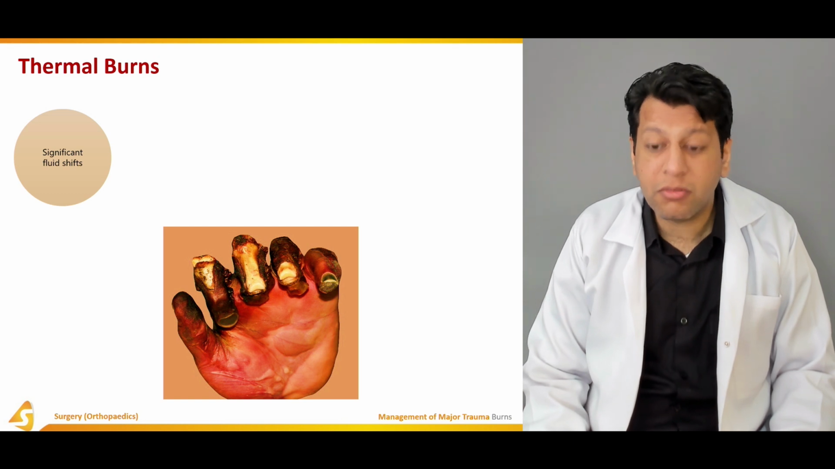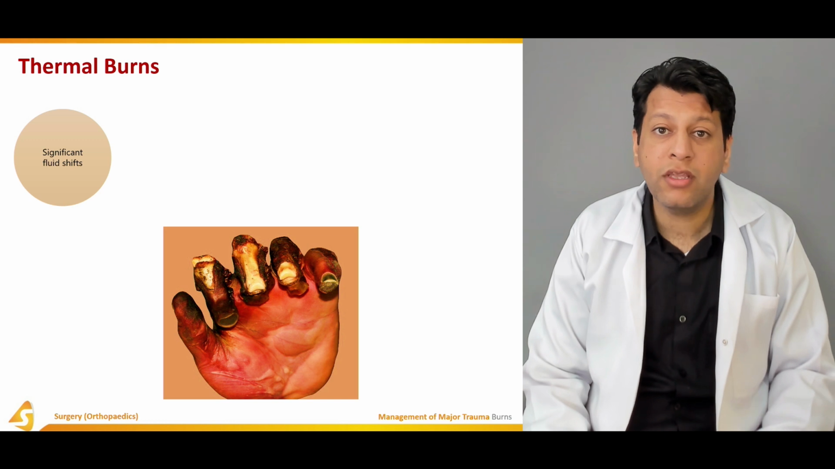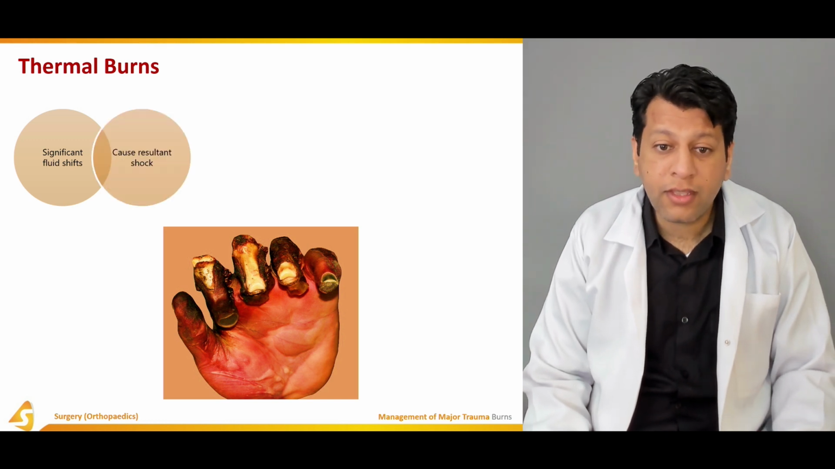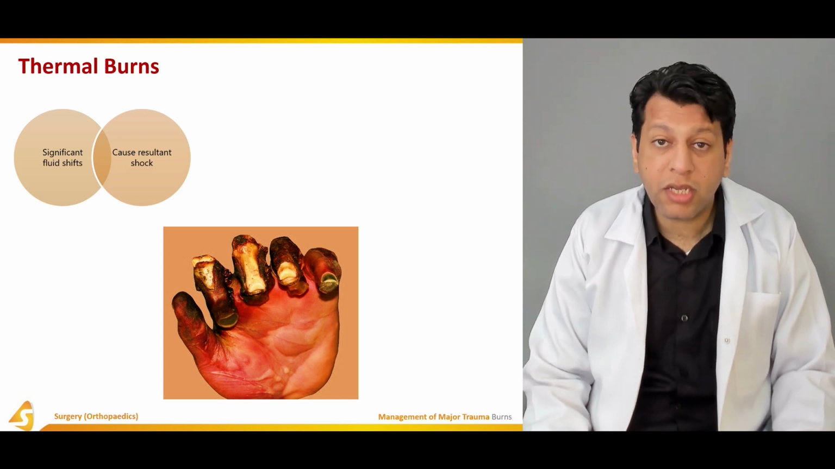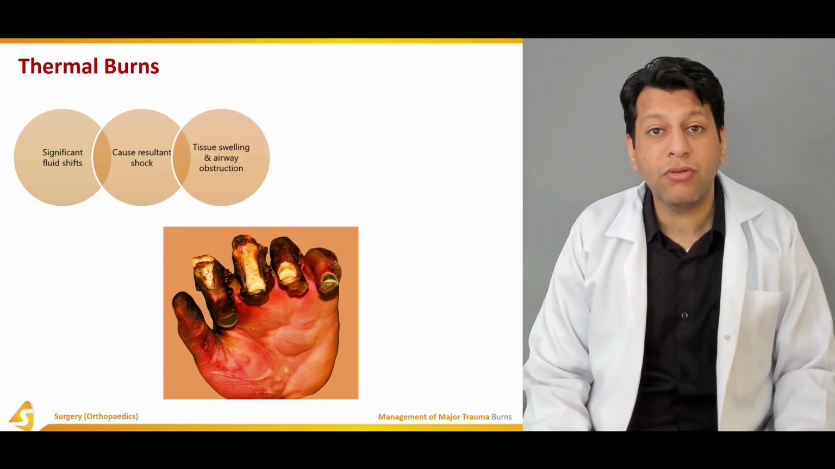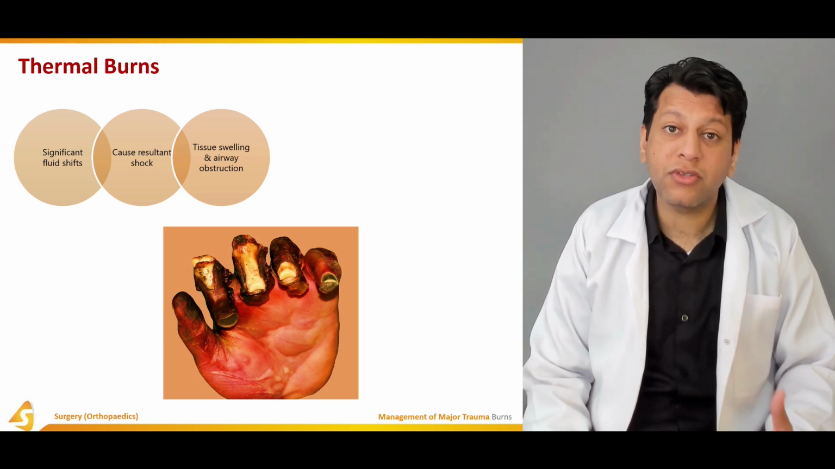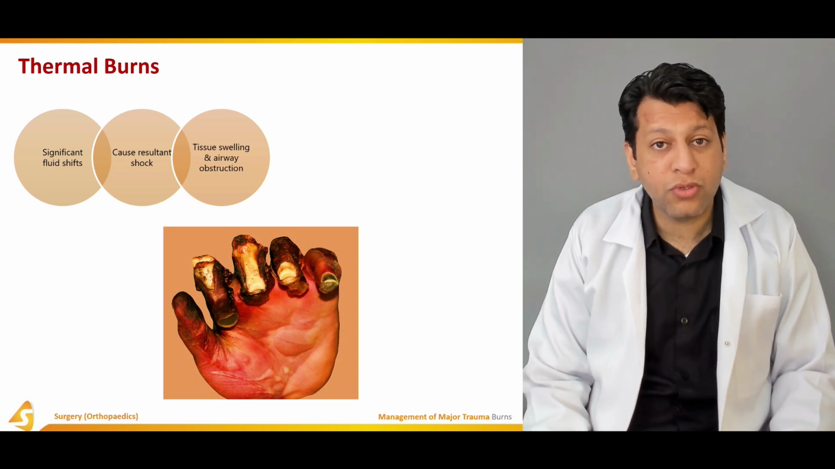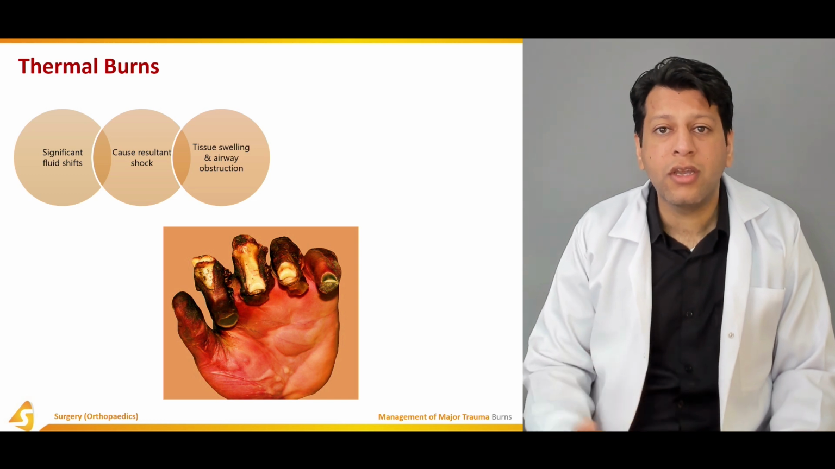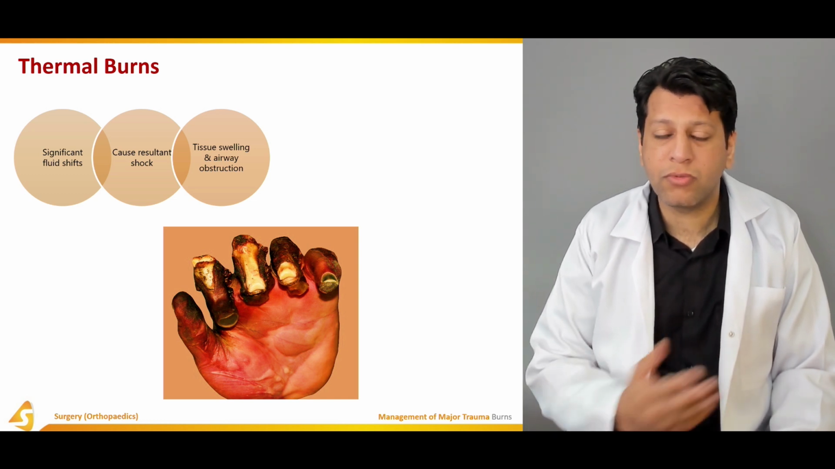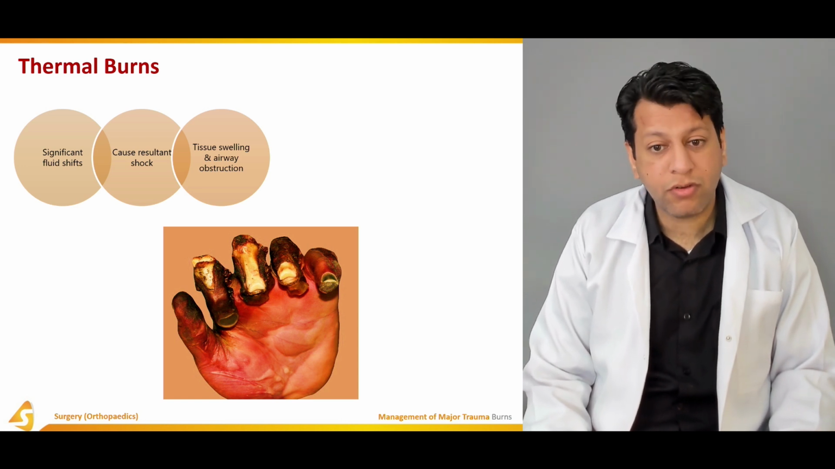So what happens in thermal burns is there are significant fluid shifts due to denuding of the skin, which may lead to hypovolemic shock, which may be a very profound type of hypovolemic shock at times. Due to damage by the burns, there is usually tissue swelling and airway obstruction, especially associated with inhalational burns, because once the larynx, the pharynx, and the upper airways get inflamed, there may be edema, and this may result in obstruction of the airway.